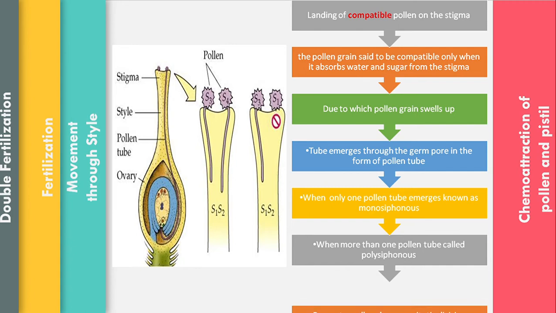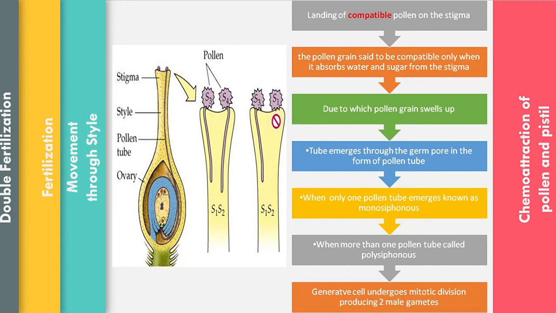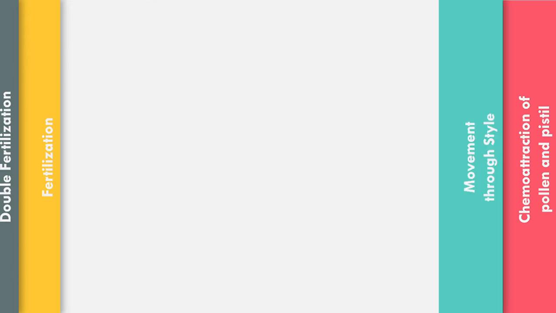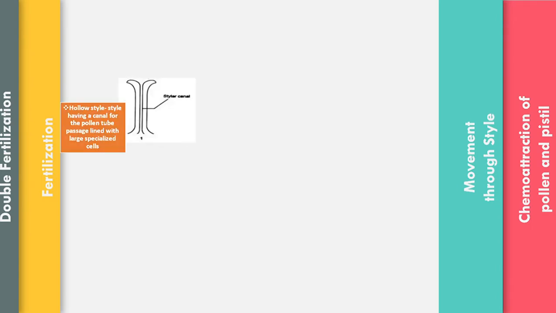So the next step is that the generative cell will undergo mitotic division, producing the two male gametes. The next step is the movement of the male gametes through the style. See, there are different types of style. There are two conditions: when the pollen tube is moving through the hollow style, or when the pollen tube is moving through the solid style.